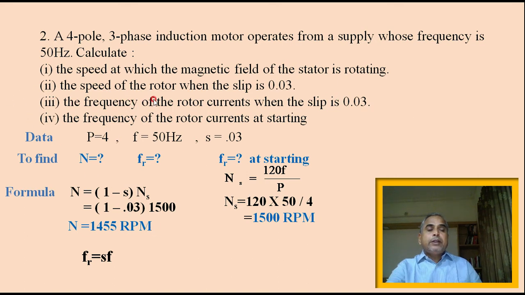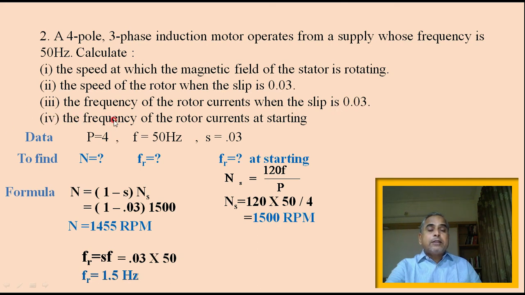Then the third quantity you have to calculate is the frequency of the rotor current when the slip is 0.03. When s is equal to 0.03 and f is 50 Hz, what is the value of Fr? Just substitute 0.03 into 50, and we get 1.5 Hz. We have calculated the synchronous speed, the speed of the rotor when the slip is 0.03, and the frequency of the rotor current when the slip is 0.03.